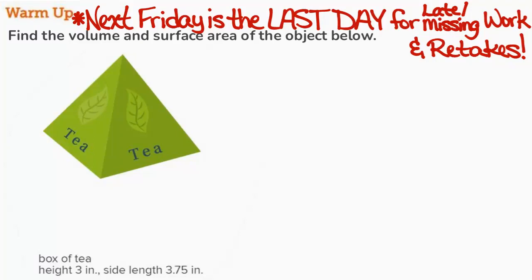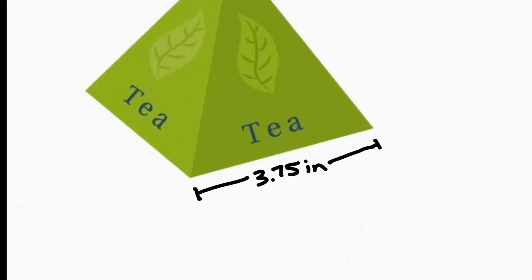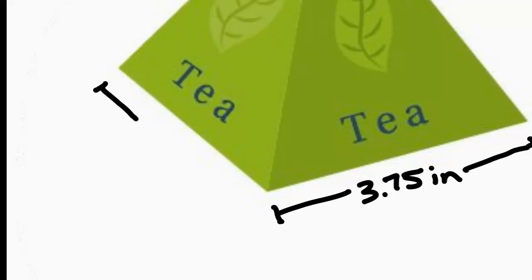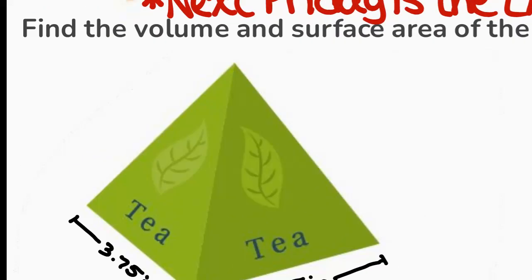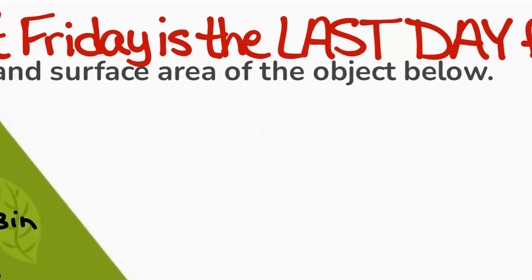All right, so let's start talking about this warm up. So we have side lengths of 3.75 inches on all four sides of the base of this tee box. And then we have a height of 3 inches. So from the vertex straight down to the base and making a right angle when it hits the center of the base. So something like this. And we need to find the volume and the surface area.